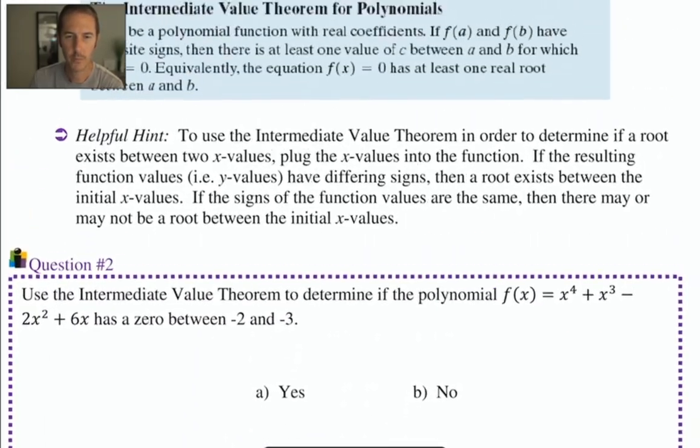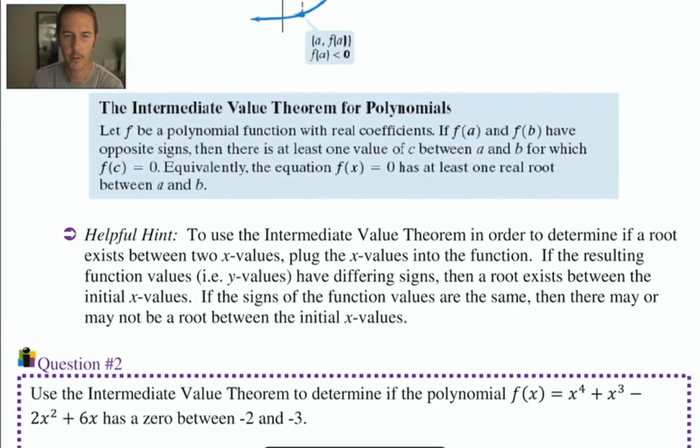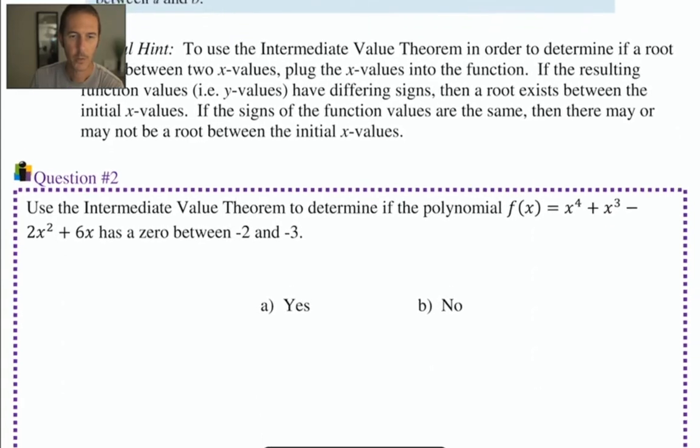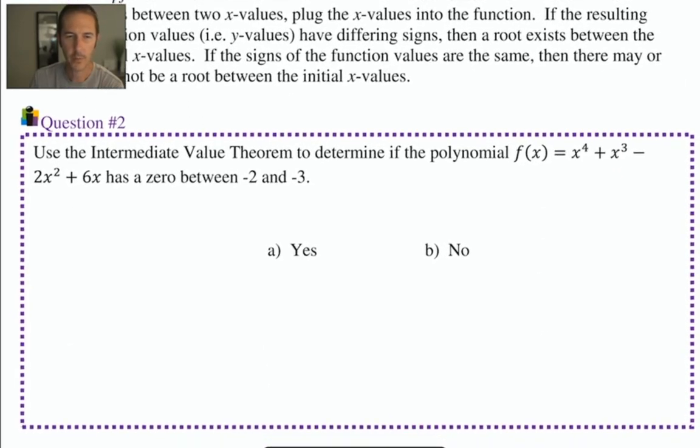Yep, you can read all of that. I'll put it right here, and then you can pause, and then you can read, and then I'm going to keep going. Use the intermediate value theorem to determine if this polynomial has a 0, an x-intercept, between an x value of -2 and an x value of -3. Okay. Well, I'm going to draw a little graph over here. And here's -1, -2, and -3. And let's see what happens.